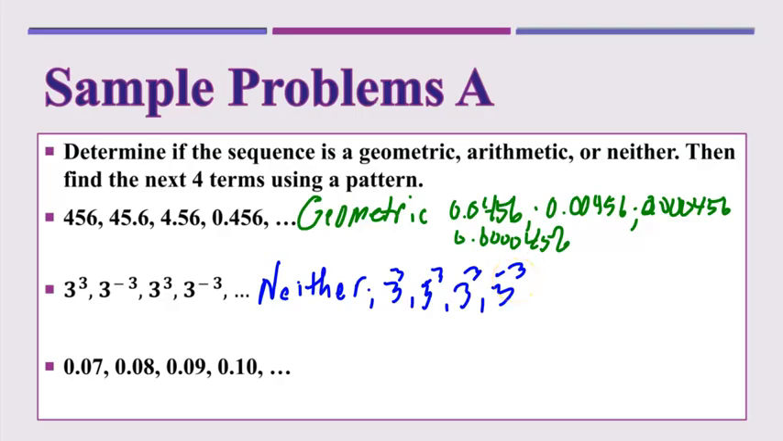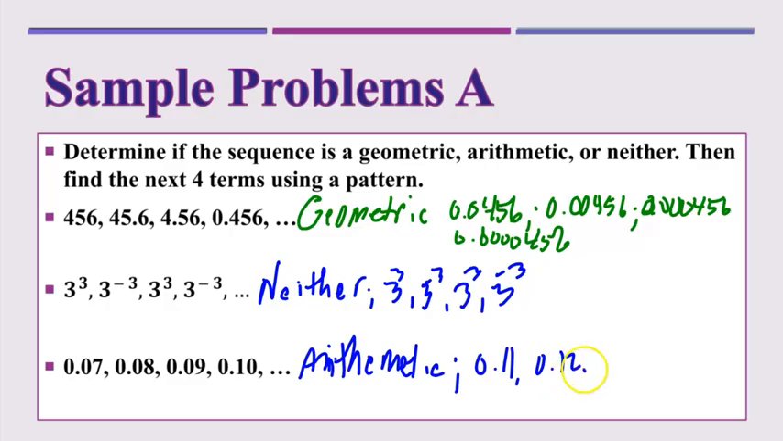Next, we got 0.07, 0.08, 0.09, 0.10. So this one would be arithmetic. And each time they're adding 0.01 to it. So that means the next terms would be 0.11, 0.12, 0.13, and 0.14.